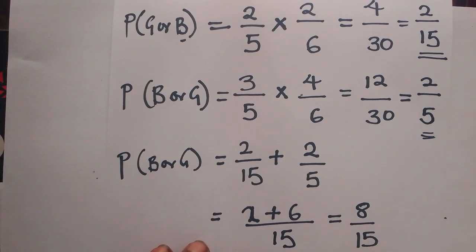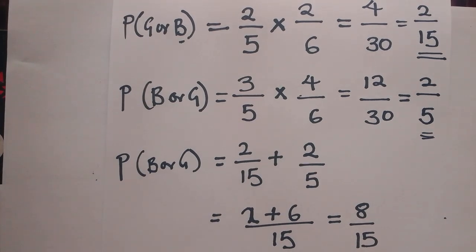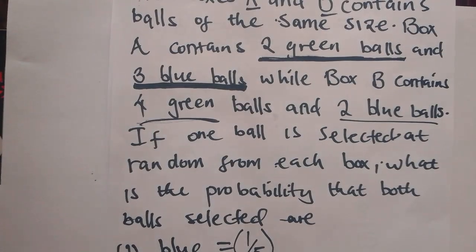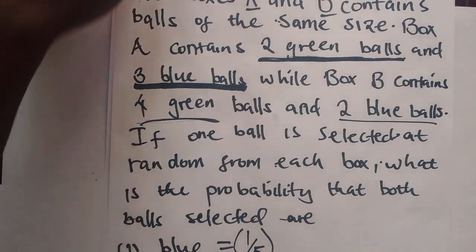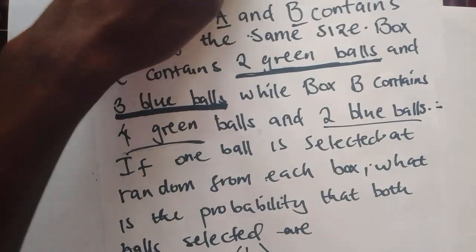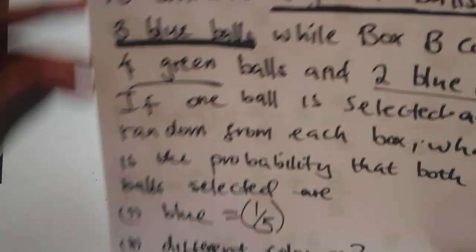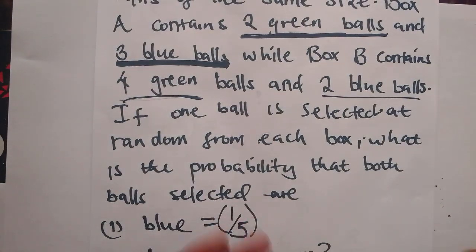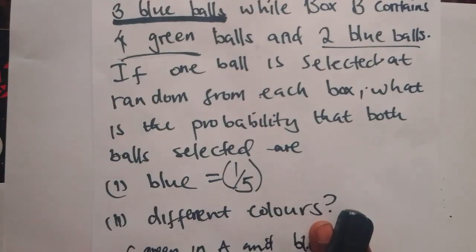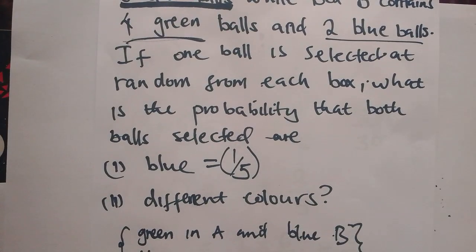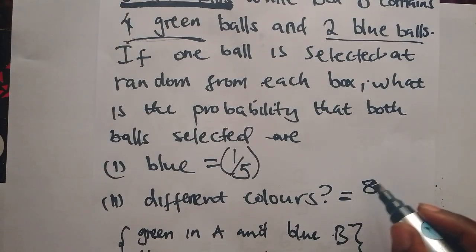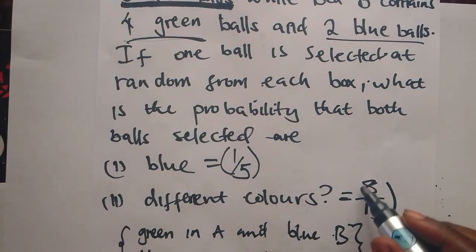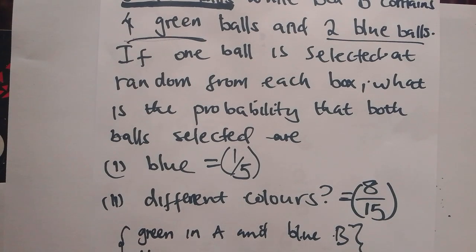So this is where my video ends. In the next video, I'll try to solve other questions on probability to make you understand the concepts. So this was the question for those playing the video at the end. We started by calculating the probability of selecting a blue ball, which we found to be 1 over 5. Then the probability of picking different colors, we said it's 8 over 15.